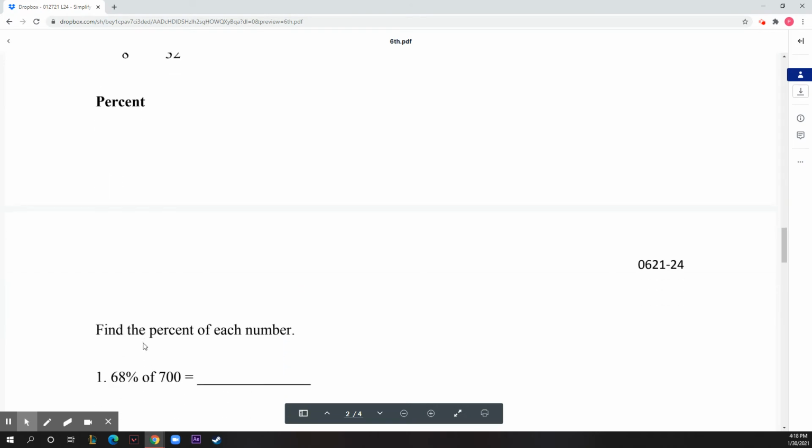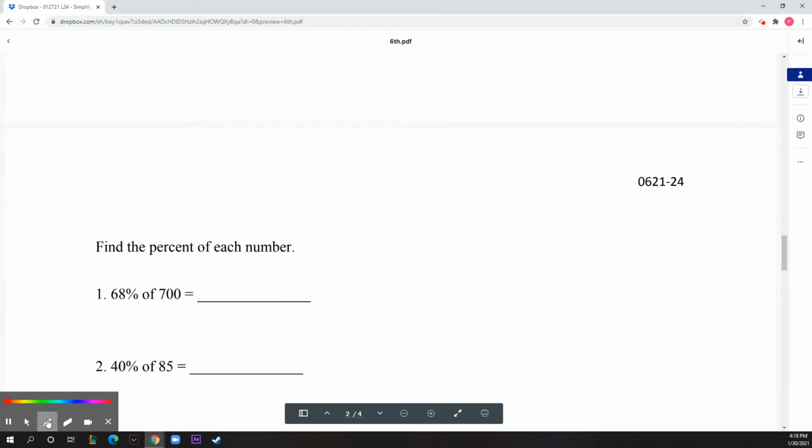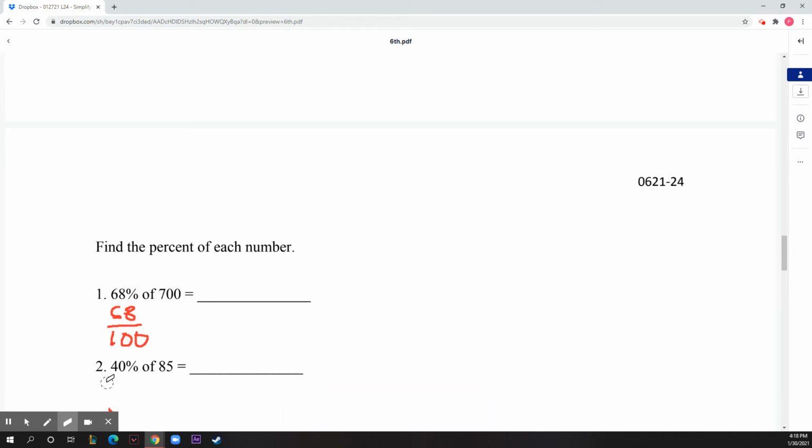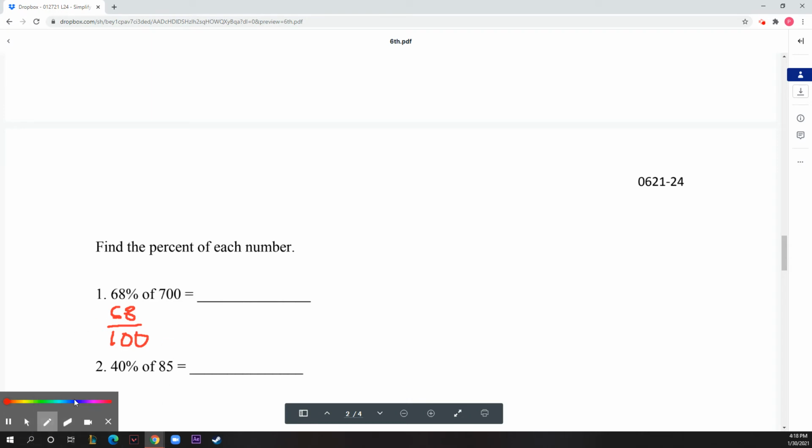Next is percentages. Find the percent of each number. What you want to know is that 68% is just 0.68. That's what it is, and it's also just 68 over 100. Number 2 is just 40 over 100. And if it's, I don't know, 3%, it's 3 over 100. If it's 120%, it's 120 over 100. You just take the number, get rid of the percent, and put it over 100, and it's the same.